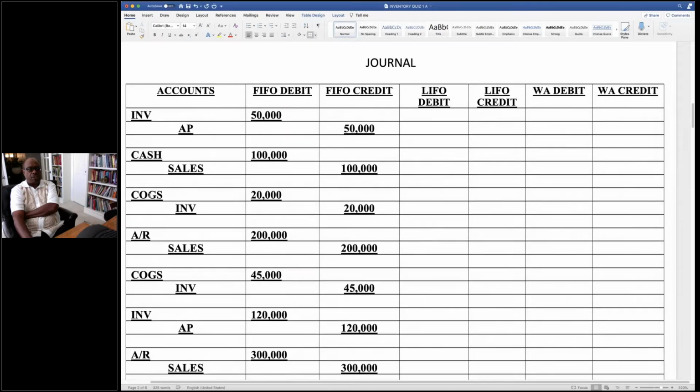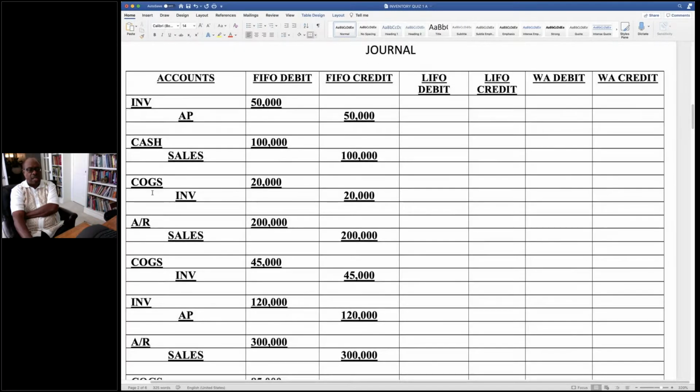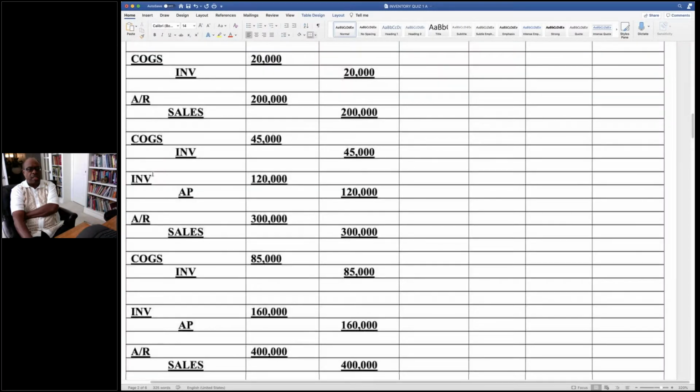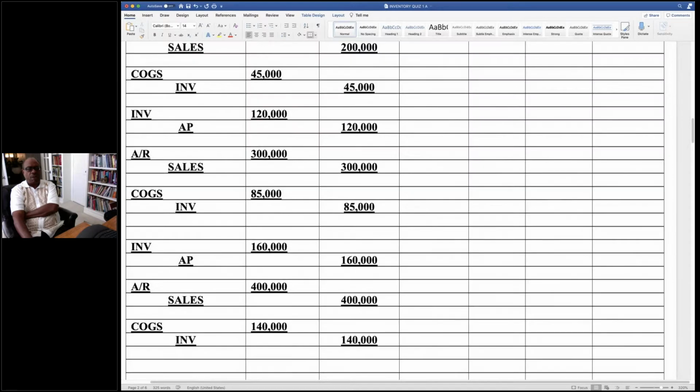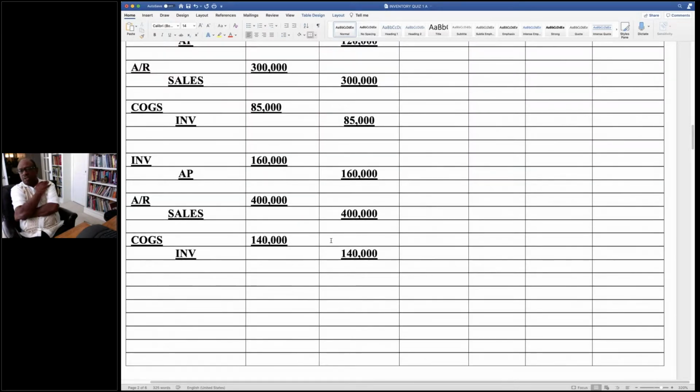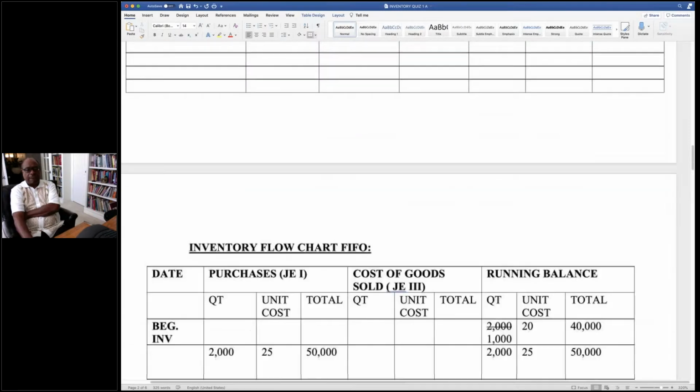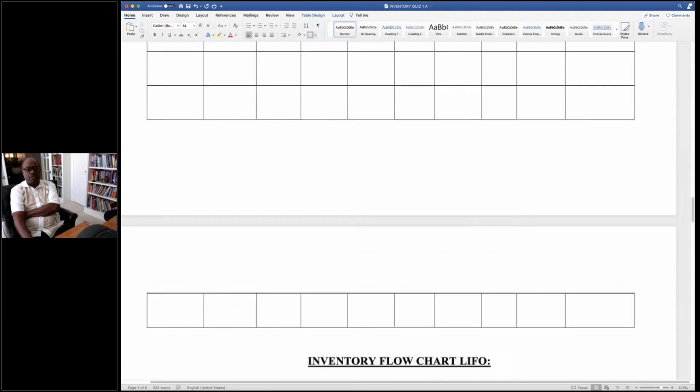So this journal entry is going to change. COGS 2 is going to change, COGS 3, COGS 4. So you only have 4 journal entry amounts that change. And your chart tells you that.